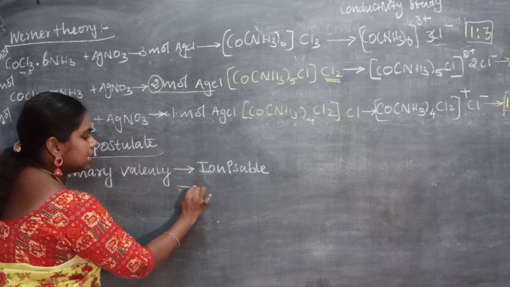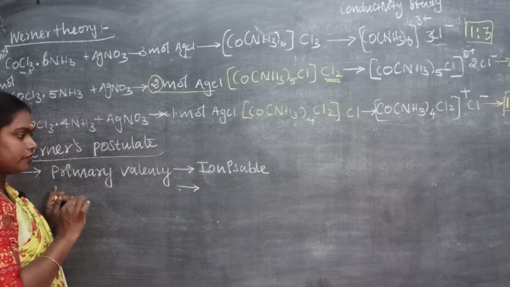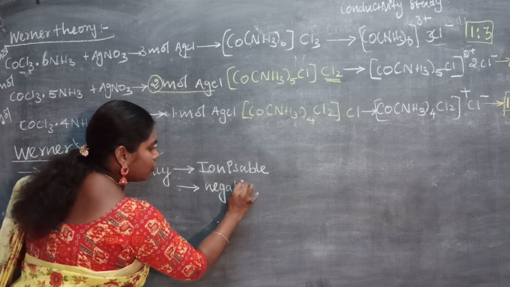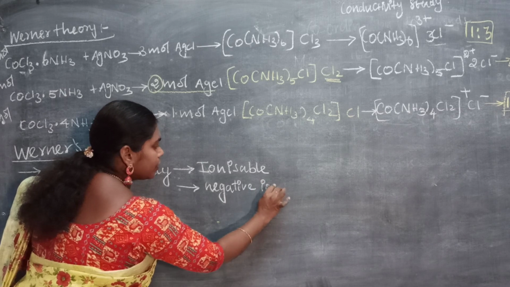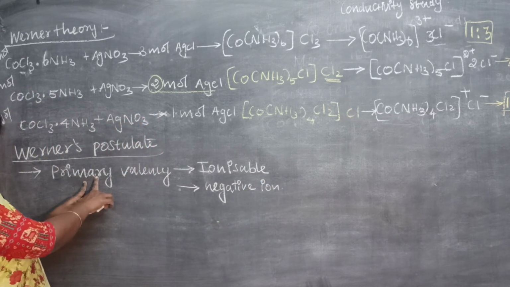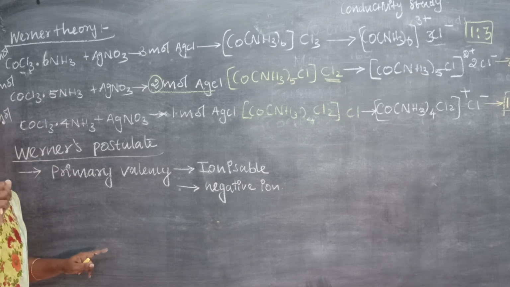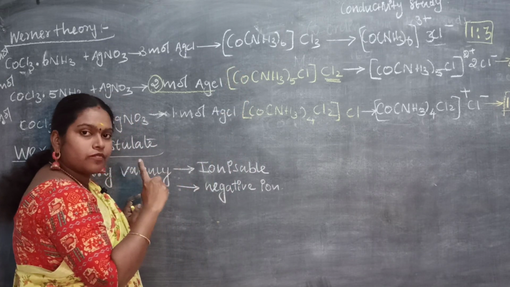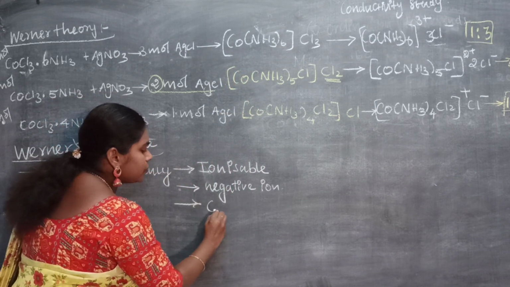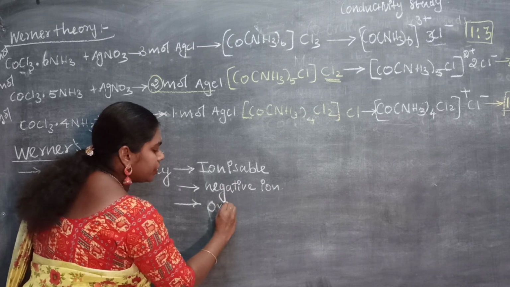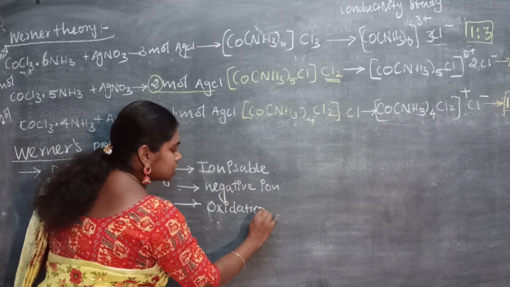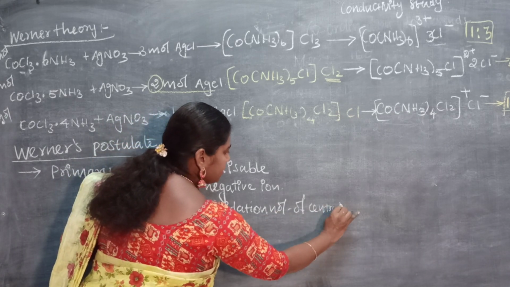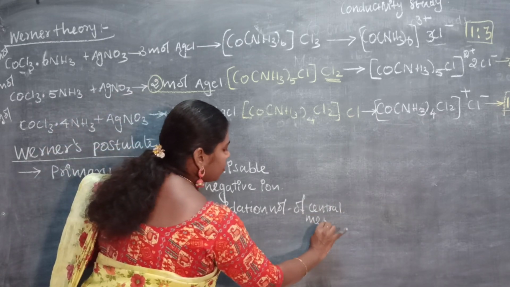That primary valency is satisfied only by negative ions. Keep it in your mind, only negative ions. This primary valency is equal to the oxidation number of the central metal atom. What is the oxidation number of the central metal atom? That is equal to the primary valency. This is the primary valency.